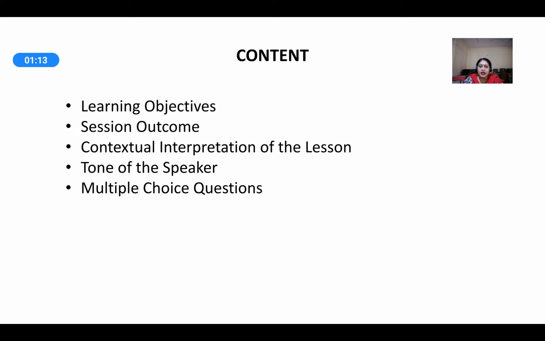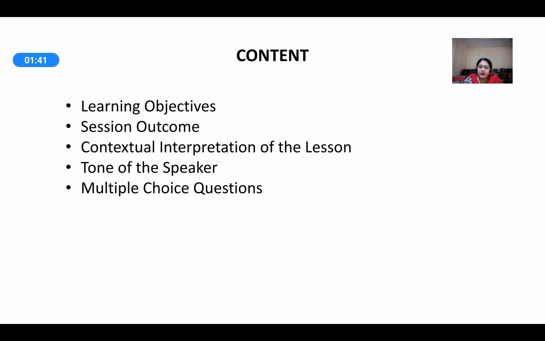The contents are as follows. First, learning objectives: the objectives which the students can expect through the course of this session. Session outcome: whether the objectives have been dealt with comes under session outcome, or what the student can look forward to at the end of the session. The main part of the content will be the contextual interpretation of the lesson, wherein the entire lesson will be dealt with or discussed in detail.